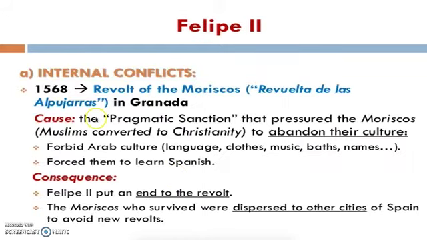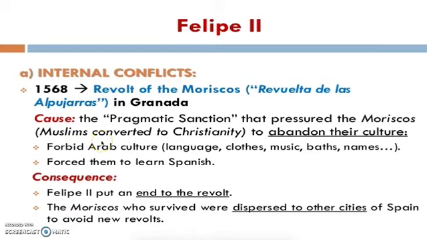The main internal conflict was the revolt of the Moriscos in 1568 in Granada, the Revuelta de las Alpujarras, and the cause was a law that was passed. It was called the Pragmatic Sanction, and this law meant that there was higher pressure on the Moriscos. The Moriscos were Muslim people who had converted to Christianity, and they were forced to abandon their culture, not just their religion, but their culture.